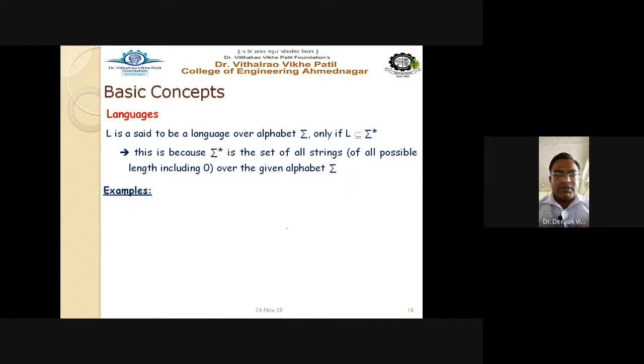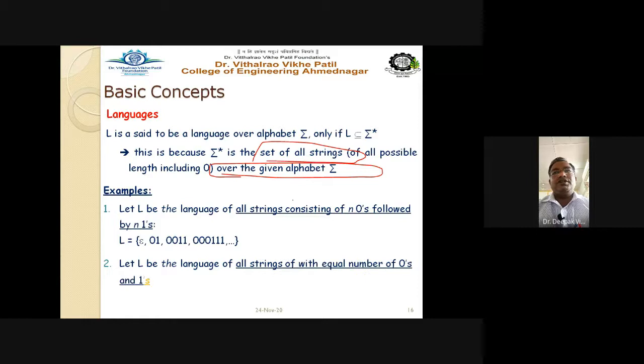The language is nothing but a collection of strings. We can say that it is a set of all strings over a given alphabet sigma. For example, here let L be the language of all strings consisting of n number of zeros followed by n number of ones.